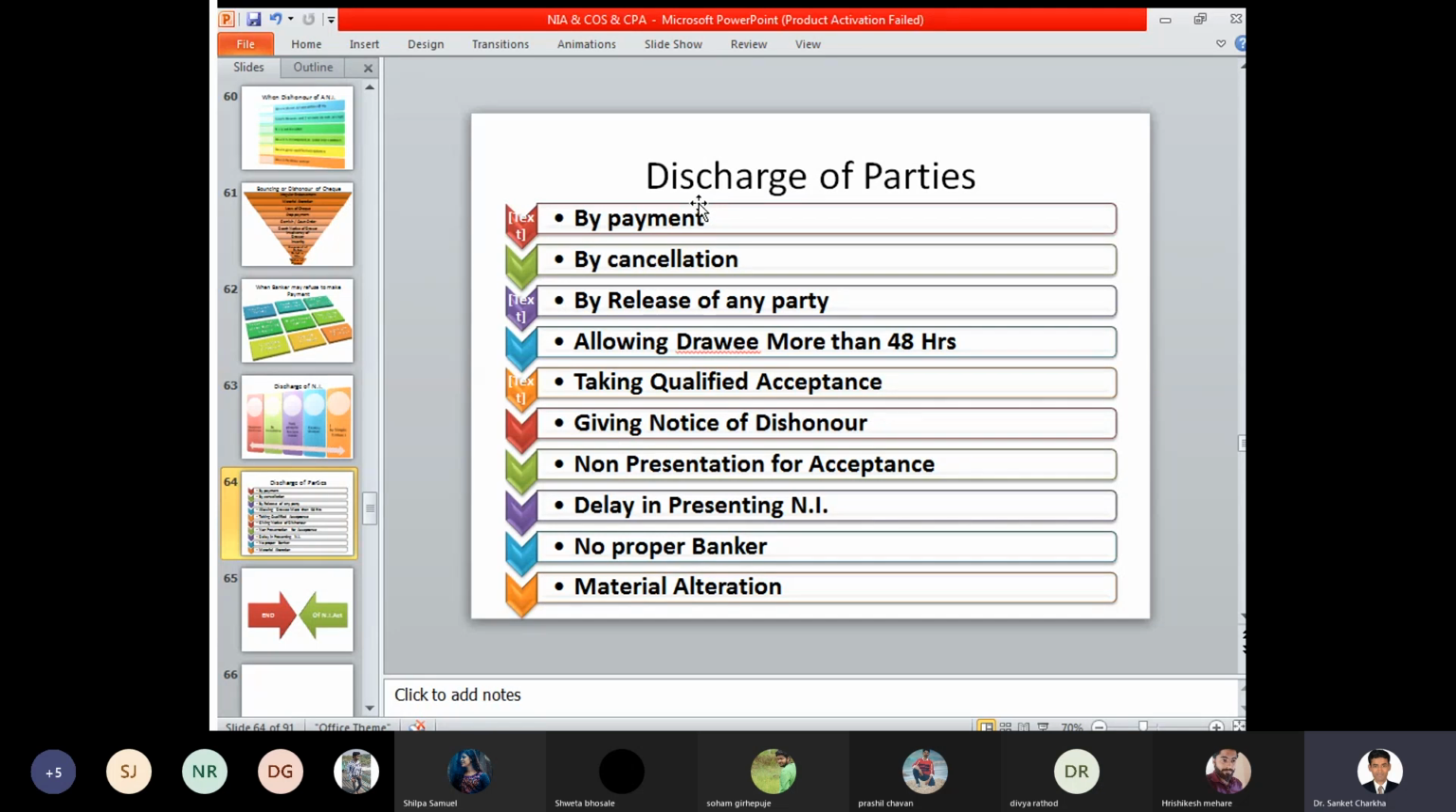Delay in presenting the negotiable instrument. If the negotiable instrument is not presented in a specific time period, if it is delayed, then the negotiable instrument gets discharged, and accordingly the liability comes to an end. No proper banker. If the banker is not specified, or cannot be identified properly, then we can say that the parties to the negotiable instrument get discharged. And lastly, material alteration. If there is material alteration in any of the negotiable instrument, that is either the name, the crossing, the amount, the signature, or the party, that is the name of the drawer or drawee, then accordingly the parties to the negotiable instrument get discharged, and the liability of all the parties comes to an end.